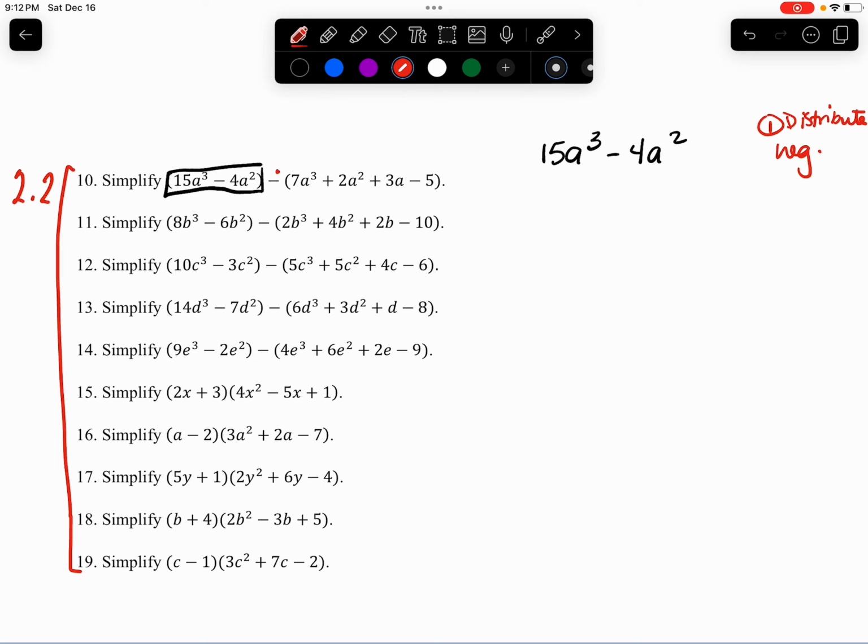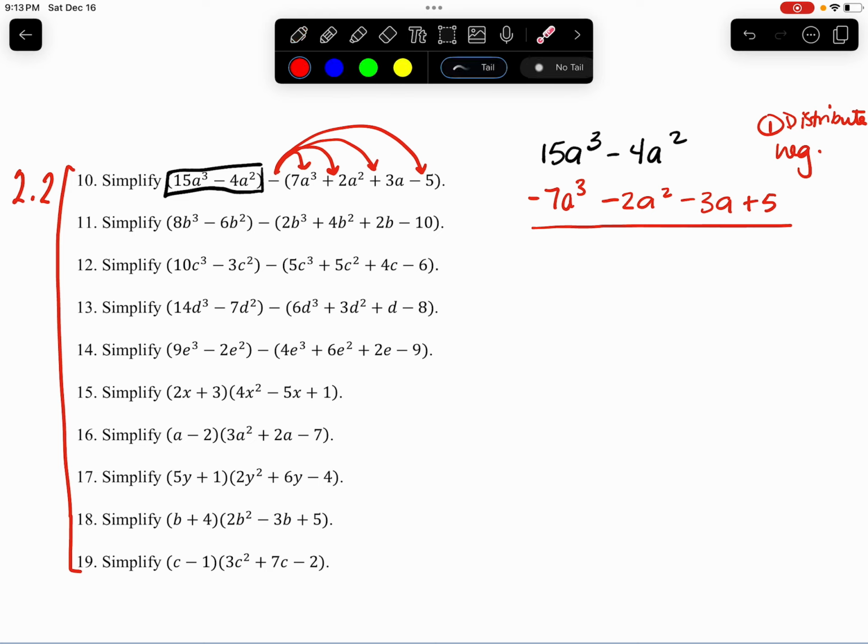Distribute negative. So what is this? That's negative 7a cubed. Distribute the second one. Negative 2a squared. Next, distribute the third one. Negative 3a. Distribute the next one. That's plus 5. Okay, now let's add.